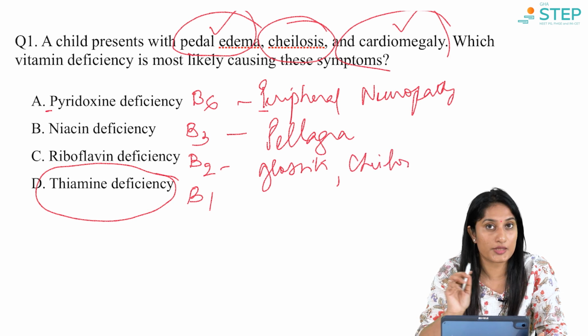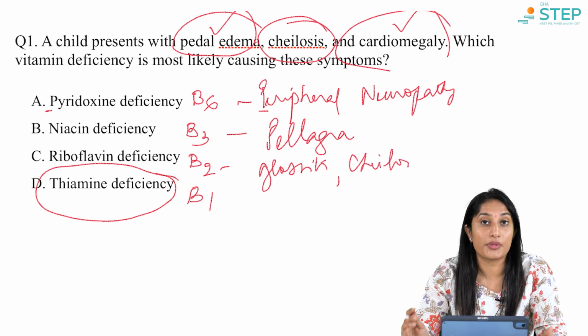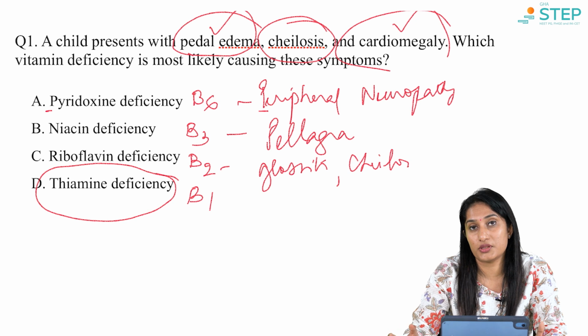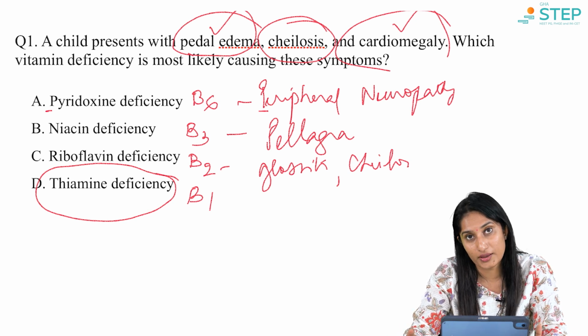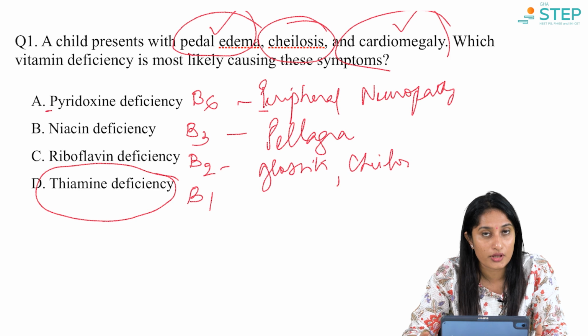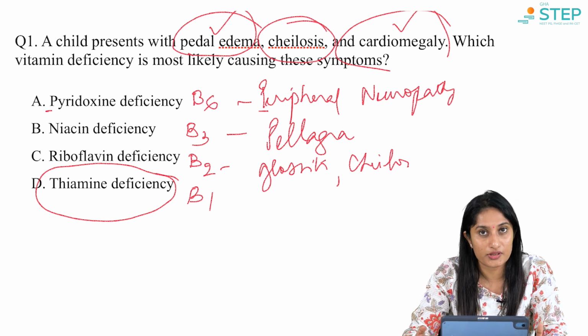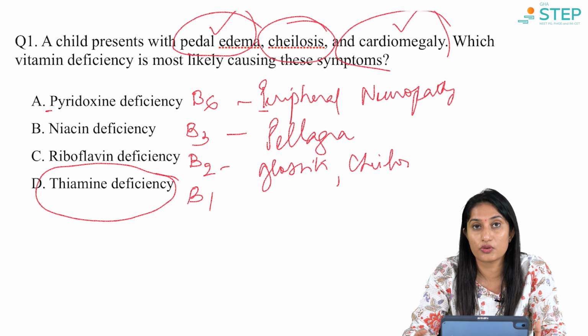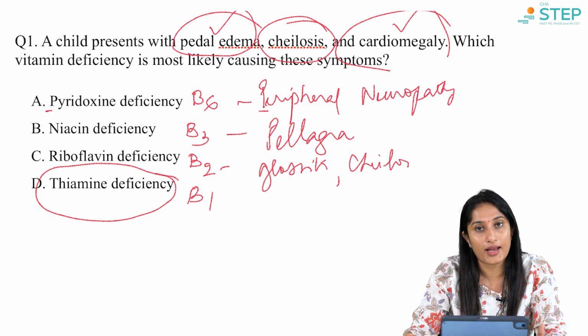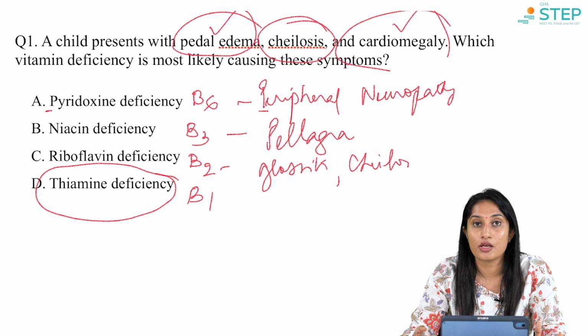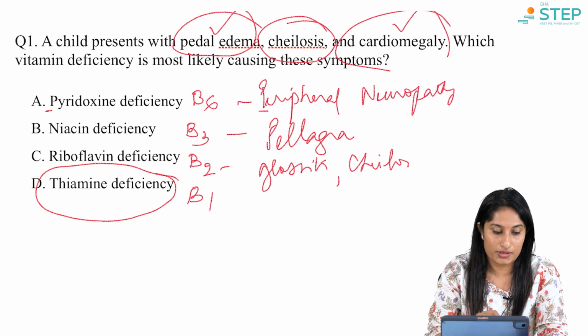Cheilosis is present in this child, yes, but apart from that, the 2 major signs the child is having are pedal edema and cardiomegaly. Just because we see cheilosis, we cannot assume it is riboflavin deficiency. We have to concentrate on the main 2 clinical manifestations, that is pedal edema and cardiomegaly. So this is wet beriberi and the correct option is option number D, thiamine deficiency.